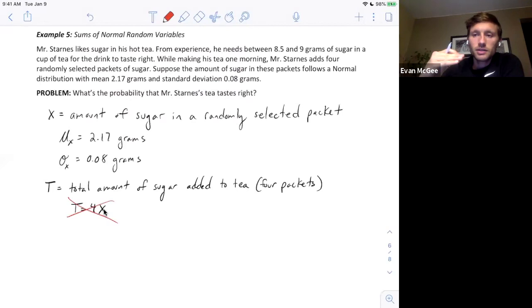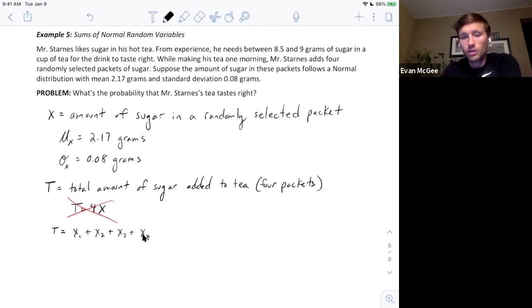It is X plus X plus X plus X, which is different because what this equation, T equals 4X, means is expanding one packet to 4 times the amount. So it wouldn't be picking 4 different packets. This would represent picking one packet that is 4 times the size. So this equation doesn't apply to the situation. We actually have to add X to itself 4 different times. So instead of 4 times X, our equation is actually going to be X1, which represents the amount of sugar in the first packet, plus X2, which represents the second, and X3 the third, and X4 the fourth.